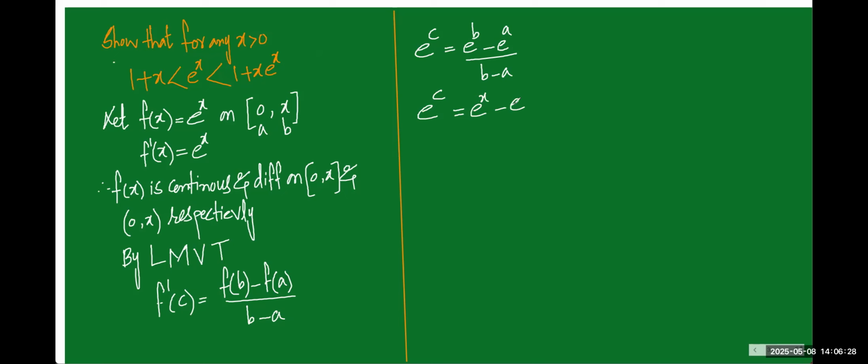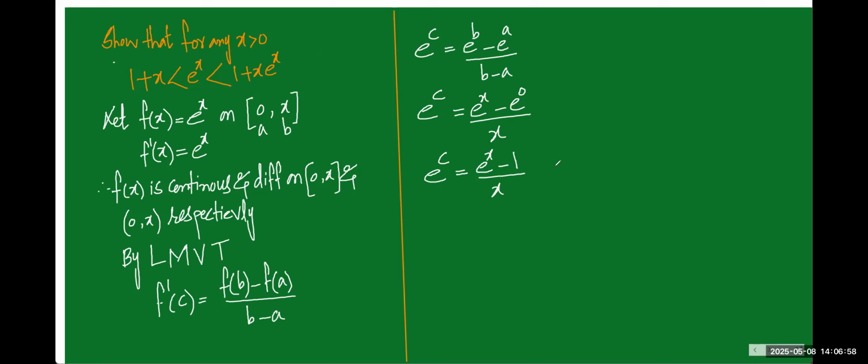So e power c is equal to e power x minus e power 0 divided by b minus a. Are we taking it in terms of c? Yes, f dash of c is e power c. B minus a means x minus 0, which is x only. E power c is equal to e power x minus e power 0, and we know that is 1, divided by x.